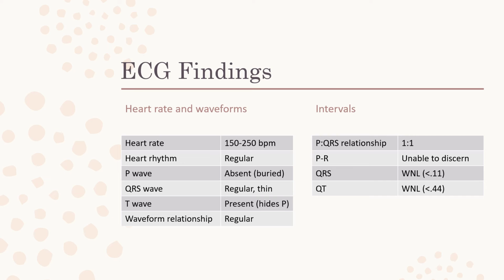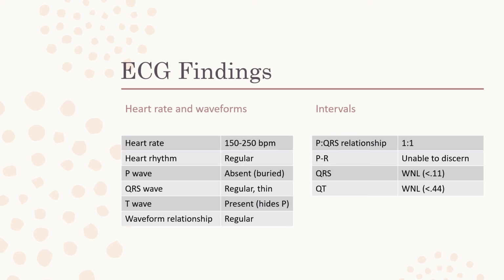The findings on PSVT: we're talking about a heart rate between 150 and 250. The heart rhythm is regular. The P waves, we're not going to be able to see those. They're absent, essentially. If we can see P waves, we can call things sinus, but in PSVT it's so rapid that we cannot identify P waves. The QRS is regular. This is very important. It's also narrow, because if it were wide and this rapid, we'd be calling it something different. We'd be calling it ventricular tachycardia versus PSVT or supraventricular tachycardia.